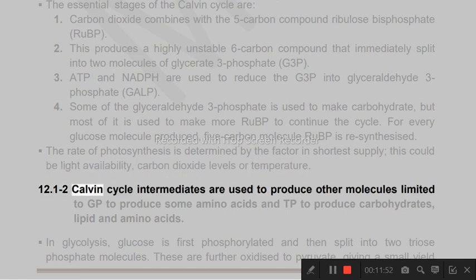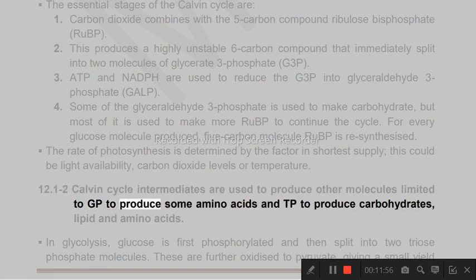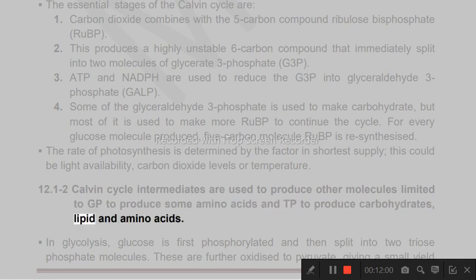13.1.12 Calvin cycle intermediates are used to produce other molecules: GP to produce some amino acids, and TP to produce carbohydrates, lipids, and amino acids.